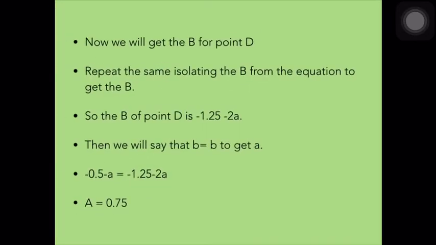Right now I'm going to be getting b for point D. So I'm going to be repeating all I did and isolating b, so I can get it, and the b from point D is negative 1.25 minus 2a. Then I will say that b equals b, so I can get the a. So the b of point B and the b of point D: negative 0.5 minus a equals negative 1.25 minus 2a, which means that a equals 0.75.